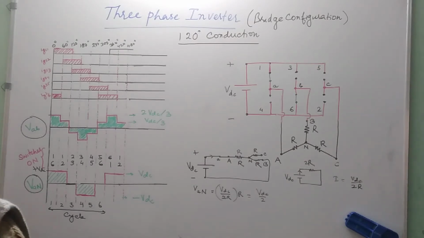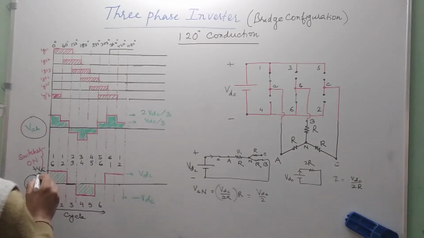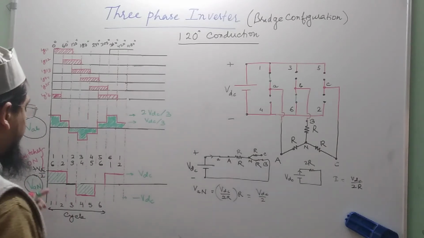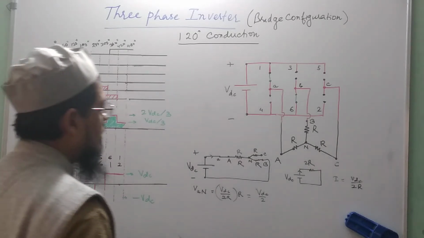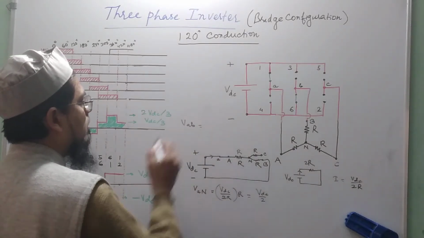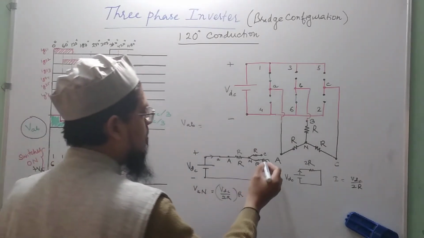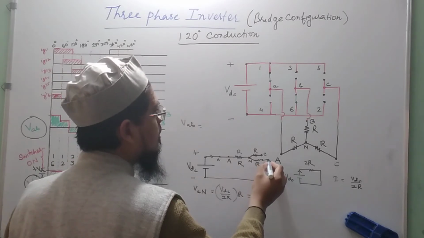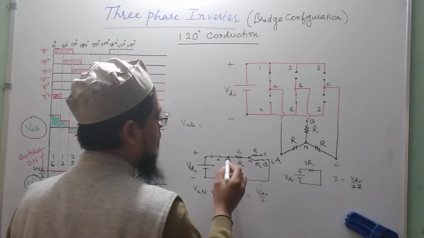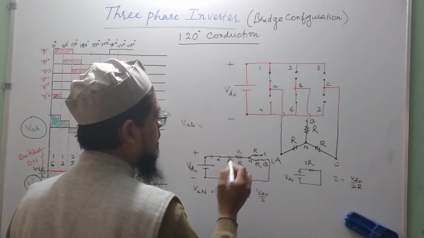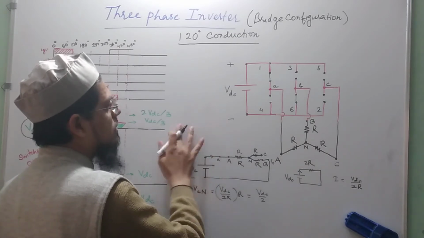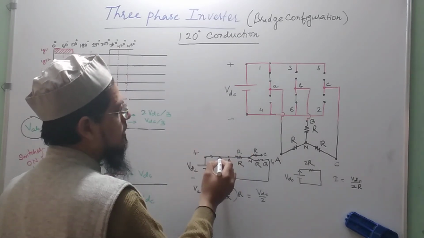So, let me mark here. This is basically VDC by 2. Now, let us try to find out VAB. What would be VAB? B point is here. So, from this point to this point. So, VAB, let us start from the VA point, this point.